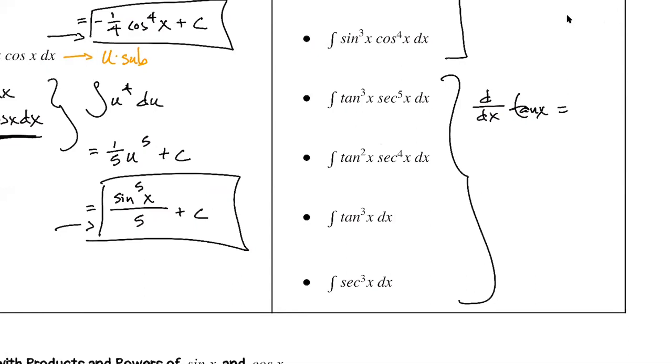Secant squared. Yeah, secant squared x is going to be our derivative of tangent. So that's going to be something that we'll use in the second half of class when we go over the problems that deal with tangent and secant.